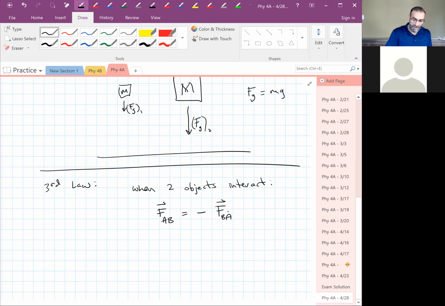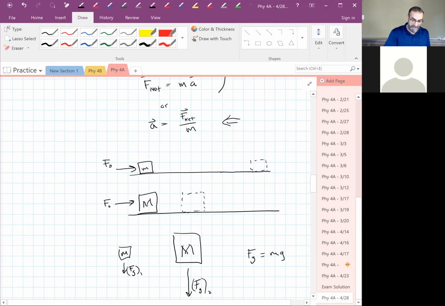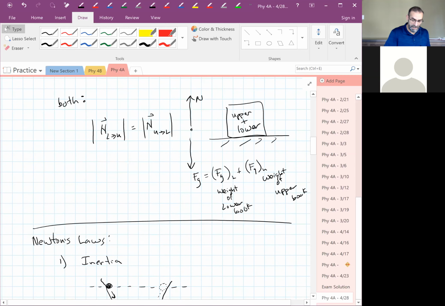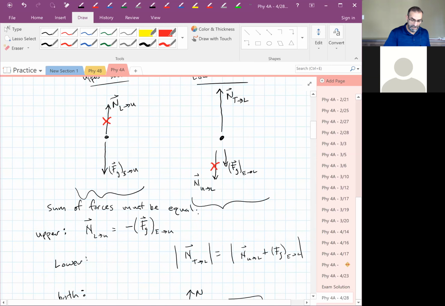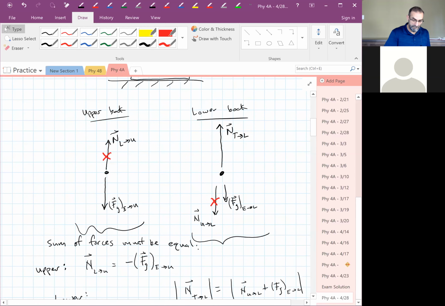Okay, so we could go back up to our free body diagram for the book sitting on the table and maybe pick out some forces here that might be a Newton's third law pair. So we have an upper book, we have a lower book, the Earth. Can we pick out some forces here that might be a Newton's pair?